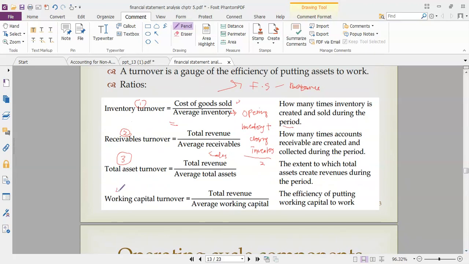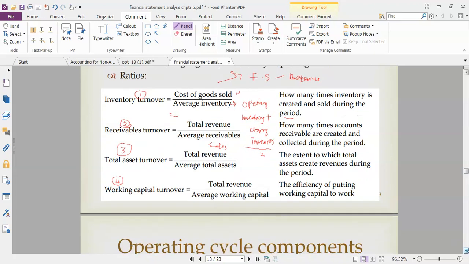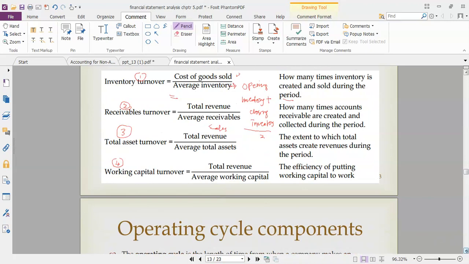Okay, the fourth one is working capital turnover. What is the working capital turnover? It is the efficiency of putting working capital to work. How can we calculate it? You should have the total revenue divided by the average working capital. That is the activity ratio.